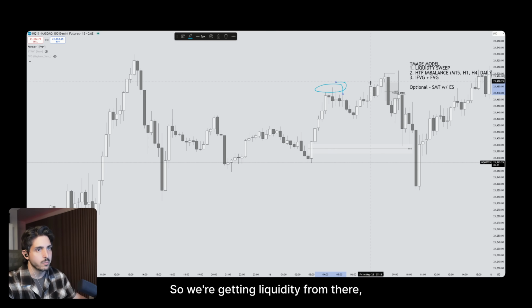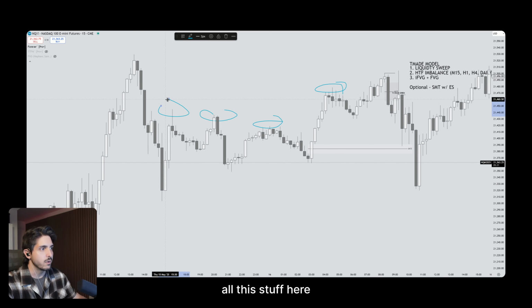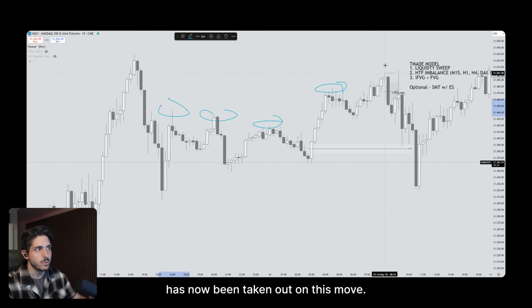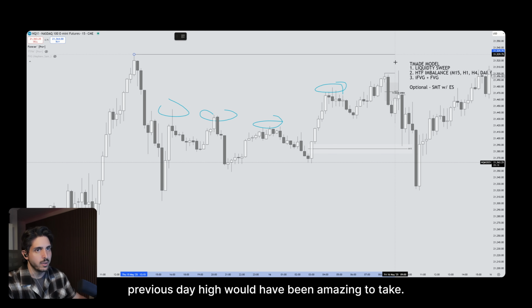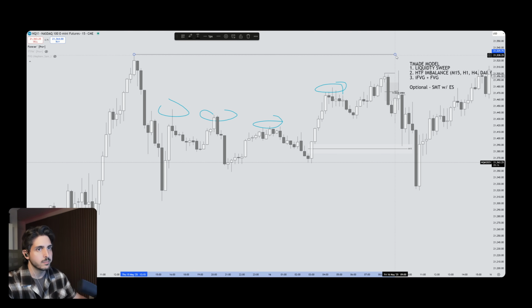Okay, so we're getting liquidity from there. All this stuff here has now been taken out on this move. Now this high here is Thursday's high, which I believe is previous day high. And yes, in a perfect world, previous day high would have been amazing to take, right?